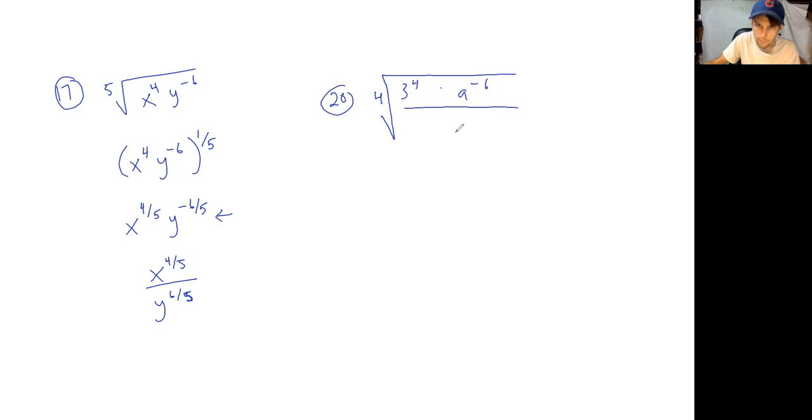And then on the bottom, b squared. So just like I did last time, I'm going to change this from a radical to an exponent. So this is going to be to the 1/4 power, right? Because I was doing the 4th root. And then I have 3 to the 4th times a to the -6th, and then b squared.